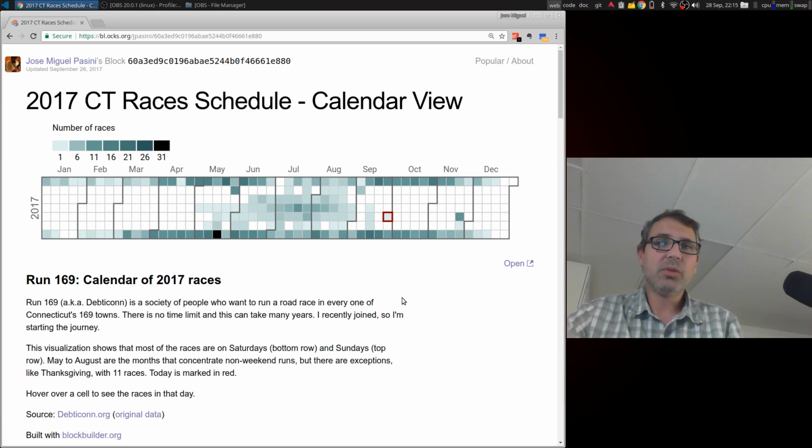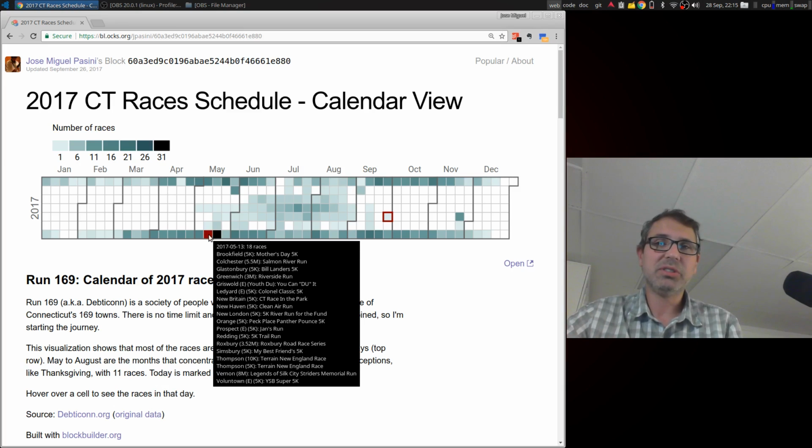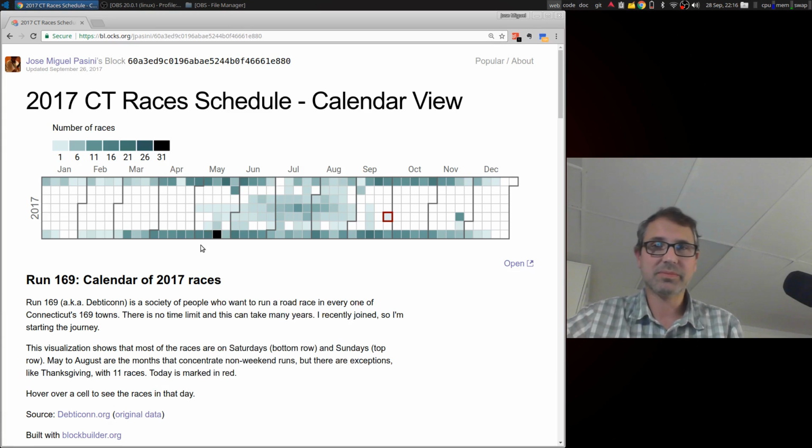And also for every day, I computed the number of races, including repeat races in towns, but I also included, as in the previous case, tooltips showing what the races are for that specific day. So that again gives enough information that I can say, oh, I'm going to run a race in this town, and I know what race it is, and I know how long it is. So the tooltip has the name of the town, the distance, and the name of the race.